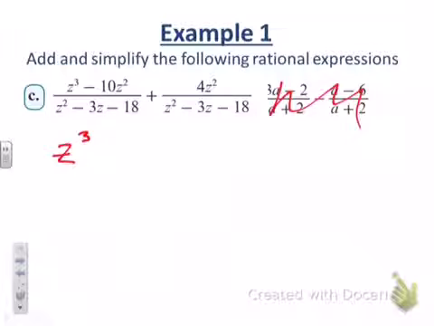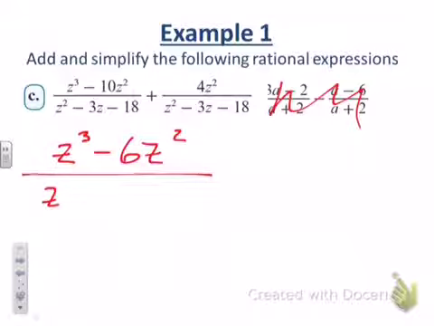So I can add the numerators. Are we okay to just combine those two like terms right here? What's negative 10z squared plus 4z squared? Negative 6z squared. And then my denominator is z squared minus 3z minus 18.